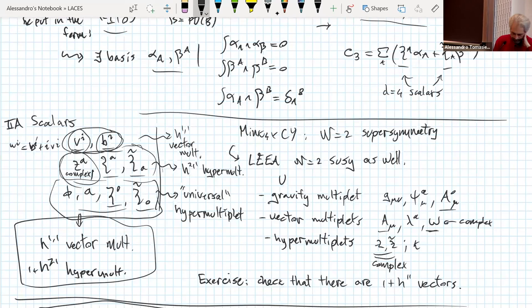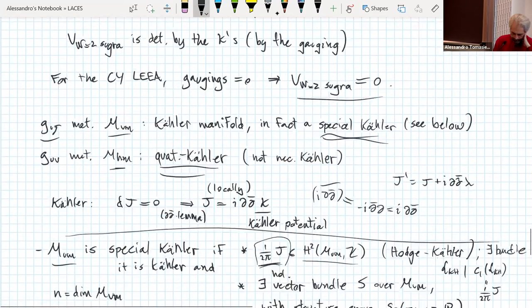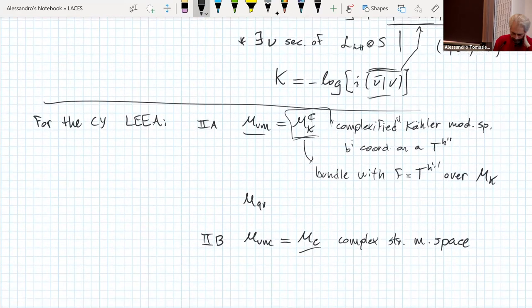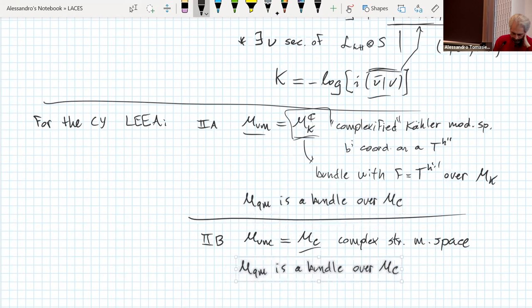By the way, they are also parametrizing some torus. So I guess I can tell you at least that the MQM is a bundle of MC in the 2A case, and that it's a bundle of NK in the 2B case.